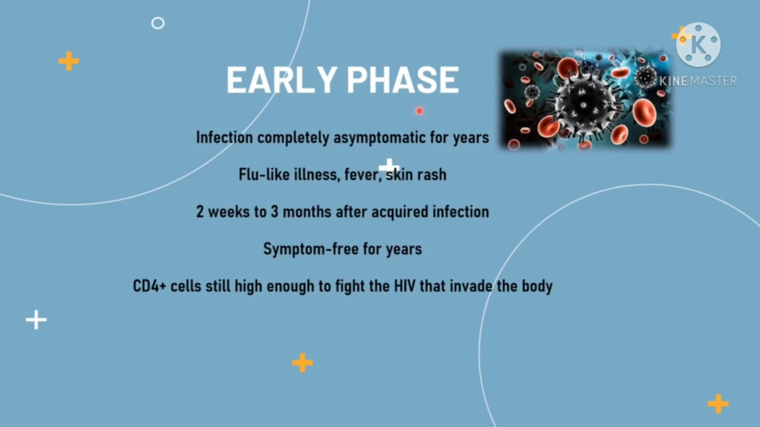This is the early phase, where the infection is completely asymptomatic for years, though it may have some symptoms such as flu-like illness, fever, and skin rash. These appear 2 weeks to 3 months after acquiring infection, then symptom-free for years, as CD4 cells are still high enough and can fight the HIV that invades the body. So that's why it is asymptomatic.